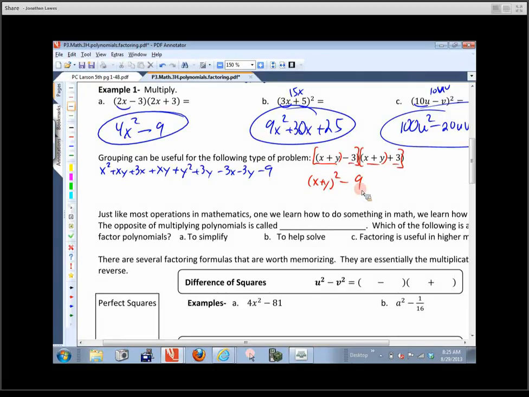Now, I'm still not done, but this is a little bit better. Because look at this big long mess, and I'm still not done. I'm almost done here because this is something we know how to square pretty quickly if we memorize those formulas. That's going to be x squared plus 2xy plus y squared minus 9, and I'm done.